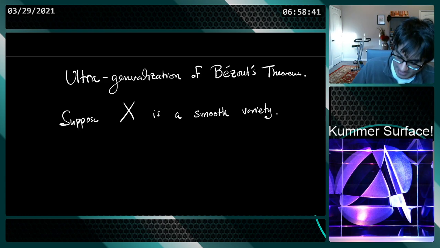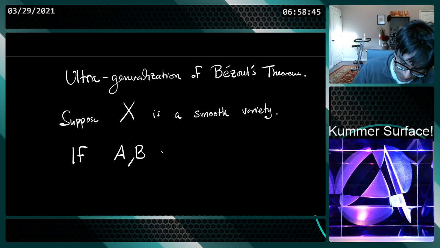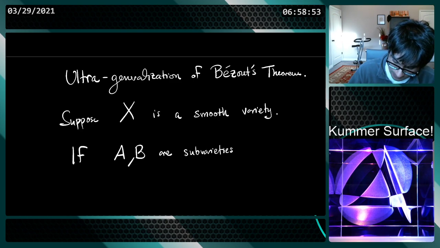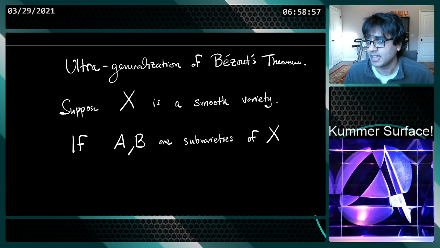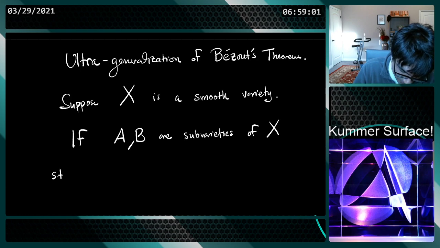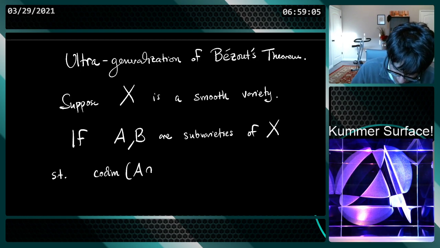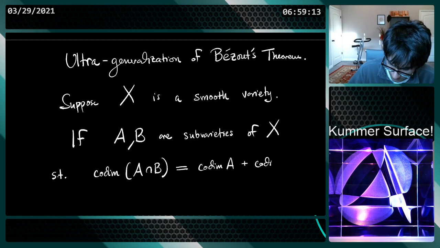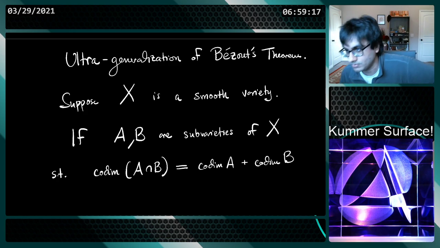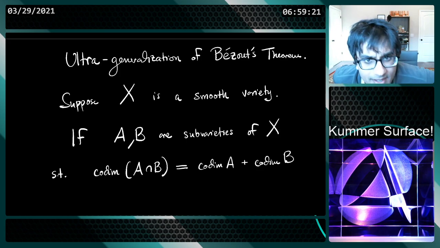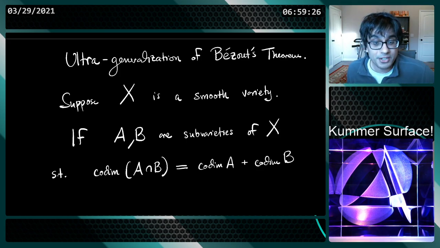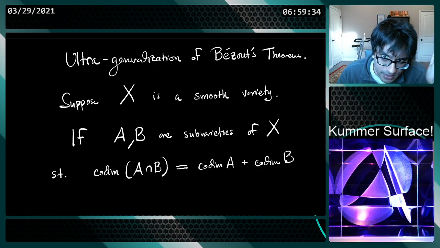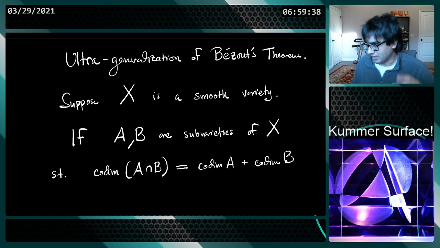And now, here's the statement. If A and B are subvarieties which intersect in the correct dimension, okay? If you have two subvarieties which intersect in the correct dimension, and if you think about it, this makes sense, right? The codimension of the intersection ought to be the codimension of A plus the codimension of B, right? Slicing intuition.